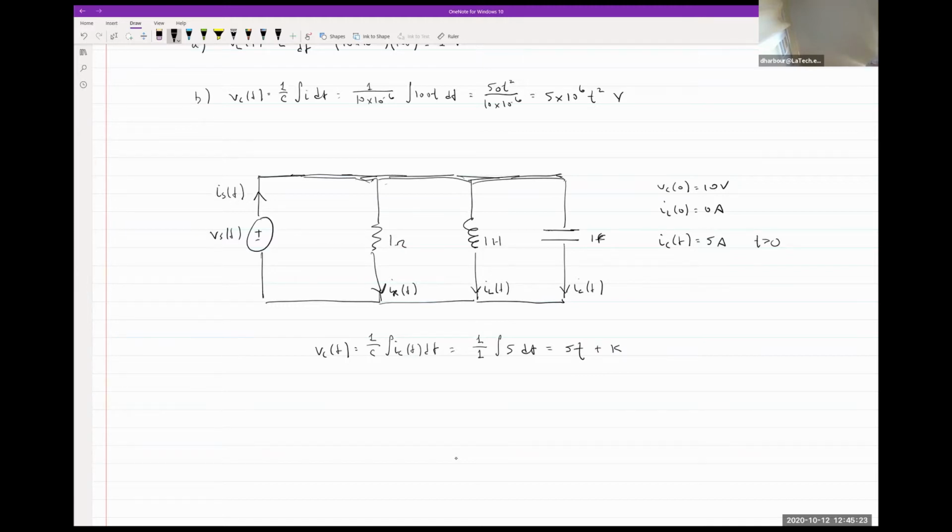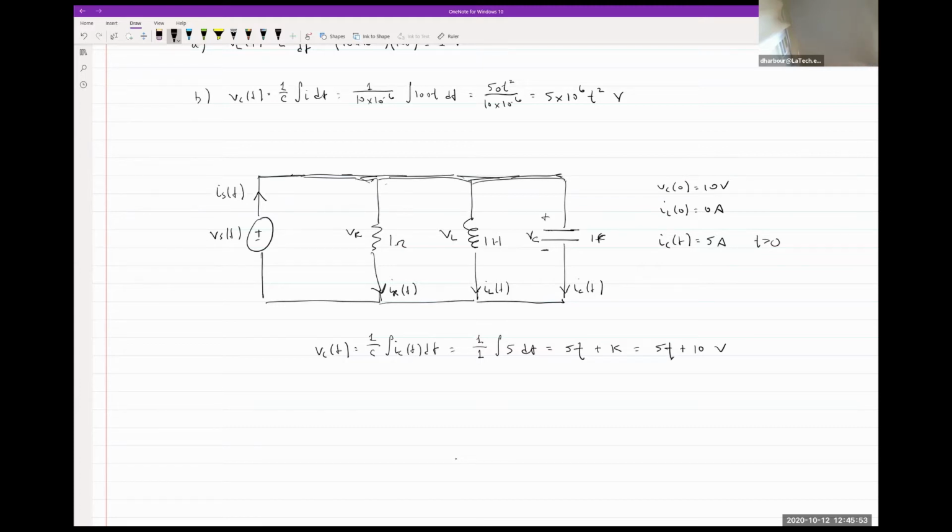At t equals 0, this works out to be 0, and we're told up here our initial condition is that VC at 0 needs to be 10 volts. So from that we can see that K, the constant of integration, needs to be 10, so that we have 5t plus 10 volts. And that would be this voltage right here across the capacitor, but that's also the voltage across the inductor, the voltage across the resistor, and Vs of t, because everything in here shares that same voltage.